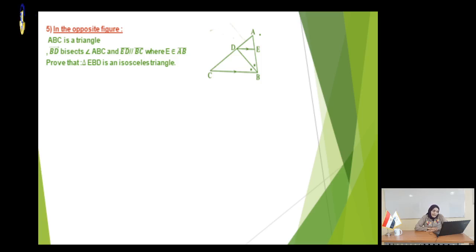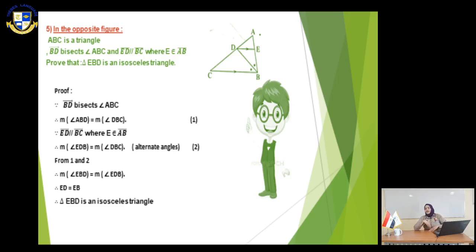BD bisects the angle ABC. If we have a bisector of an angle, that means we have two equal angles, which are ABD and CBD. That's number 1. Also we have ED parallel to BC, where E belongs to AB. If we have a parallel, we can search for alternate angles, corresponding angles, or interior angles. Here we have angle EBD equals the measure of angle DBC, alternate angles.